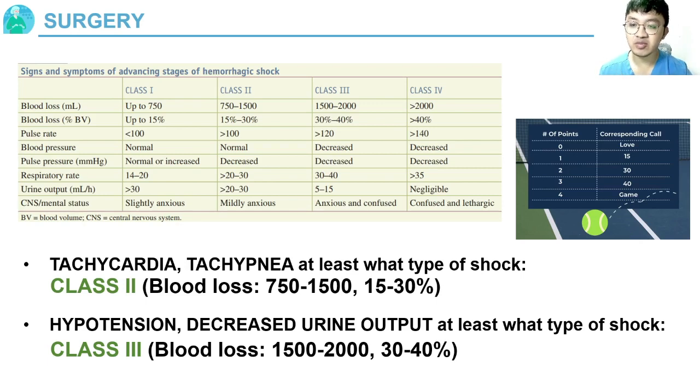So for the signs and symptoms, you just need to identify that tachycardia and tachypnea first occurs in a class 2 shock. Okay? Increased heart rate, increased respiratory rate, that's class 2 shock. Hypotension and decreased urine output is at least a class 3 shock. When you have hypotension, decreasing BP already, you've lost at least 1,500 or 30% of blood if we want to derive it from the percentages. That's again a class 3 shock. Decreased urine output, that's less than 0.5 cc per kilogram per hour in adults. In children, it's less than 1 cc per kilogram per hour. And for infants and newborns, it's 1.5 to 2 cc per kilogram per hour.